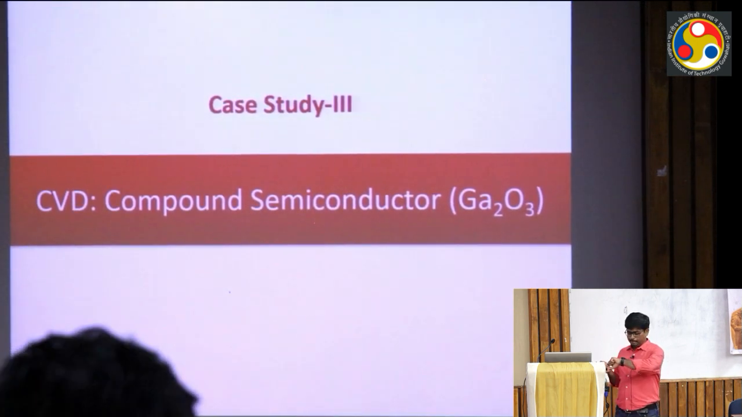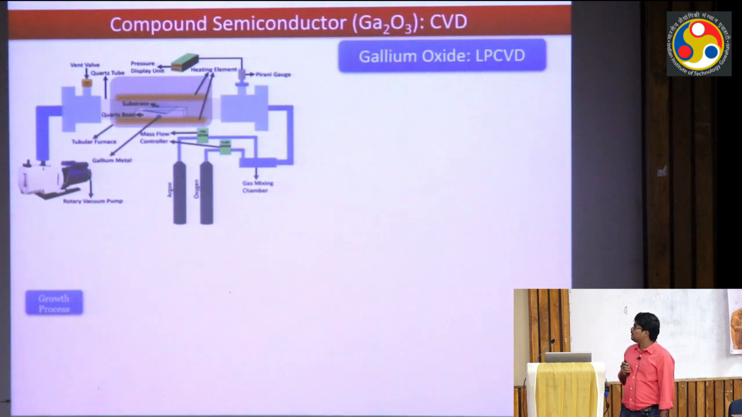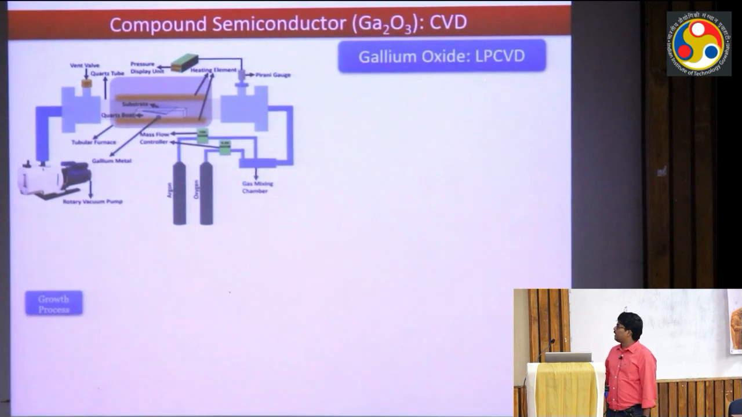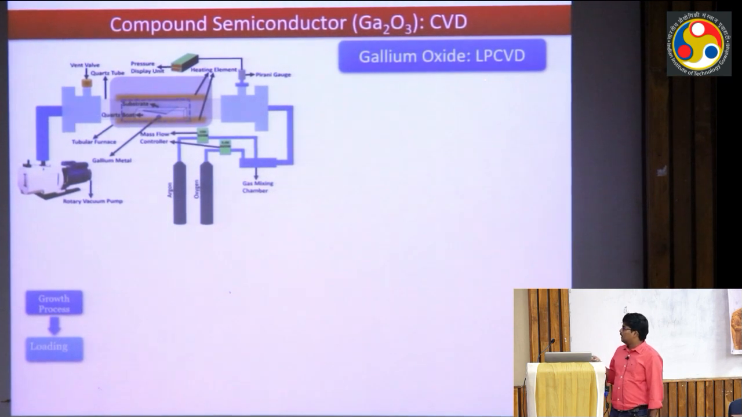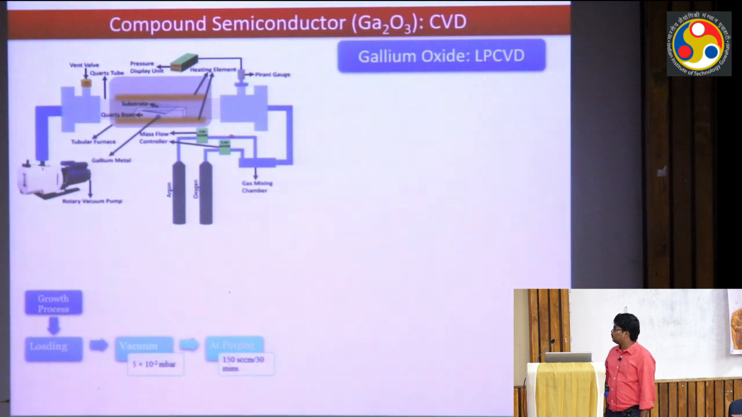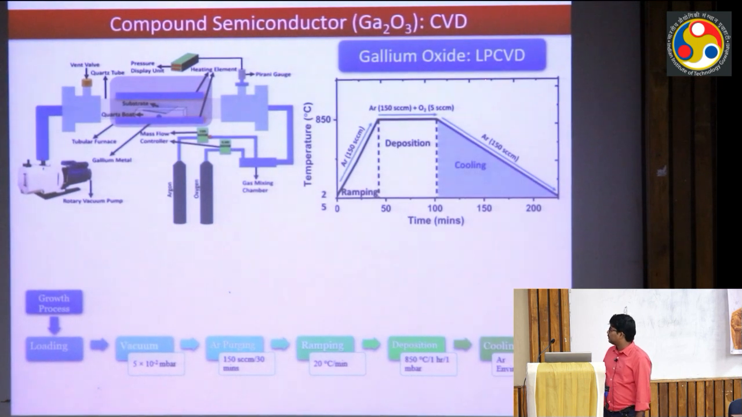Then quickly, if I go through the other compound semiconductor like gallium oxide, here we are using LPCVD. This is the typical schematic which we are using to develop gallium oxide, and this is the workflow. Initially we load the sample, then vacuum, then argon purging, ramping, deposition, and then cooling. In case of gallium oxide deposition, we have two precursors, the gallium metal itself along with the oxygen, and again we use argon as carrier gas.